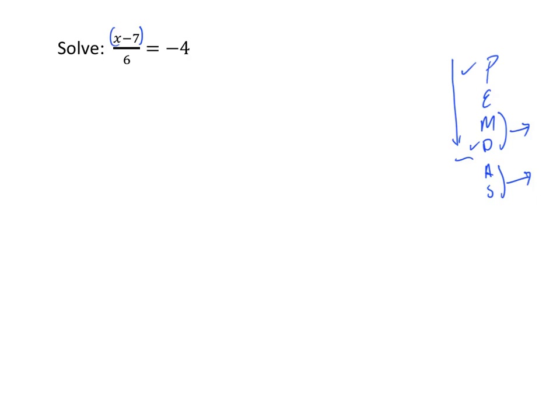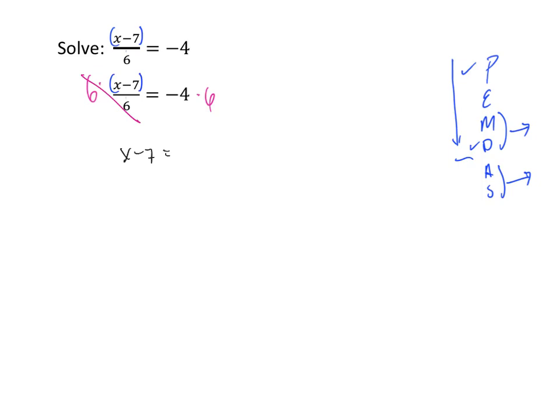So we undo the division. We said we undo division by multiplication. So to undo that, we're going to multiply both sides by 6, which gives us 6 divided by 6 is 1. So on the left-hand side, we just have x minus 7.